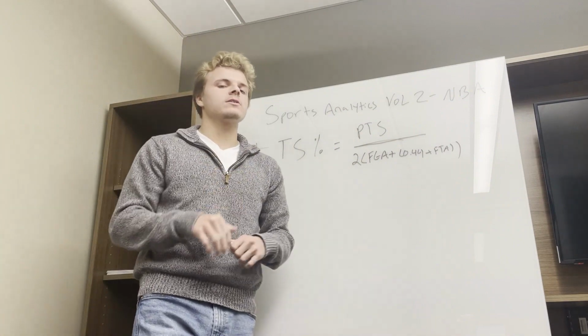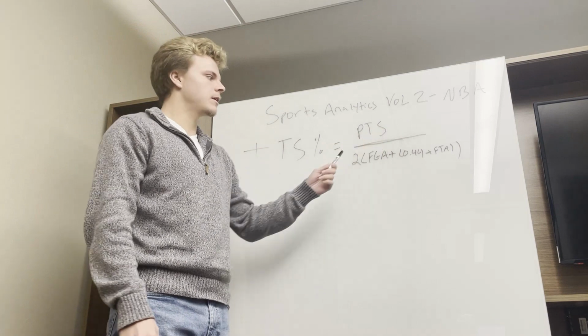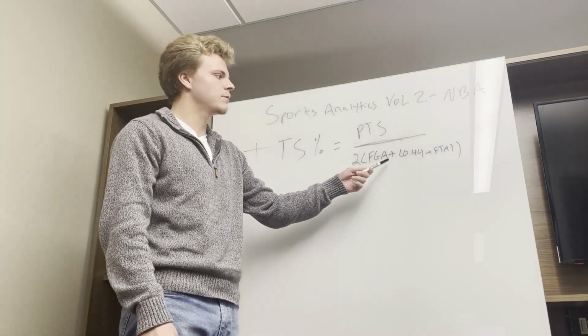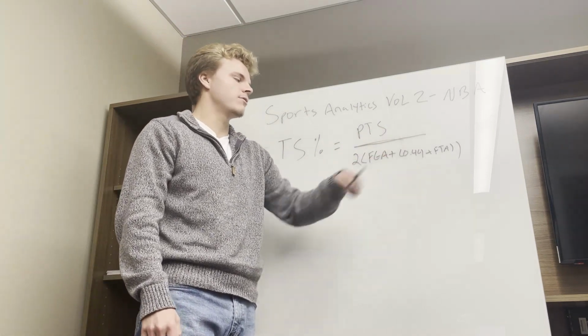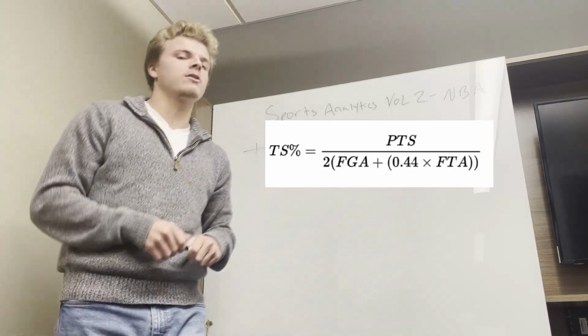So this is going to be true shooting percentage. This is going to be our third and final statistic that we look at for this video. And all it does is it looks at your total amount of points and it divides it by 2 times field goals attempted plus 0.44 times free throws attempted. So again, really just another statistic to look at how effective a player is at scoring the ball.